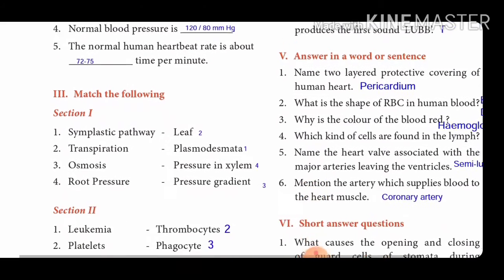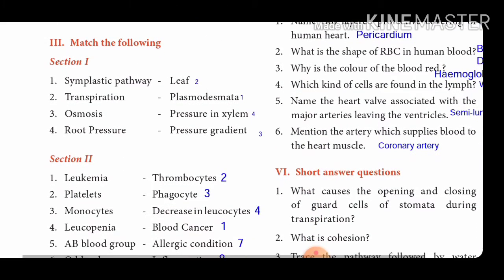Third Roman letter, match the following. Section 1. First one, symplastic pathway, second one transpiration, third one osmosis, fourth one root pressure. In symplastic pathway, that is plasmodesmata, transpiration leaf, osmosis pressure gradient, root pressure, pressure in xylem.